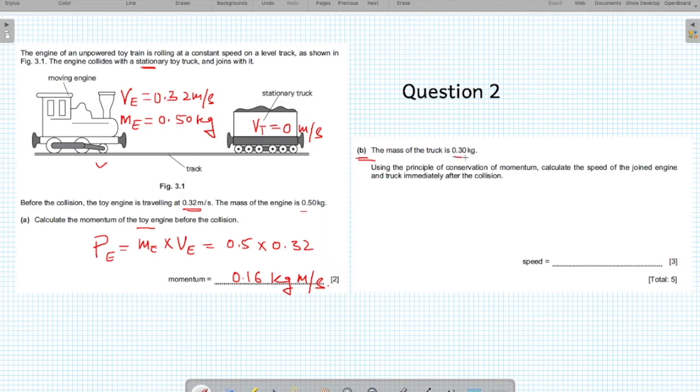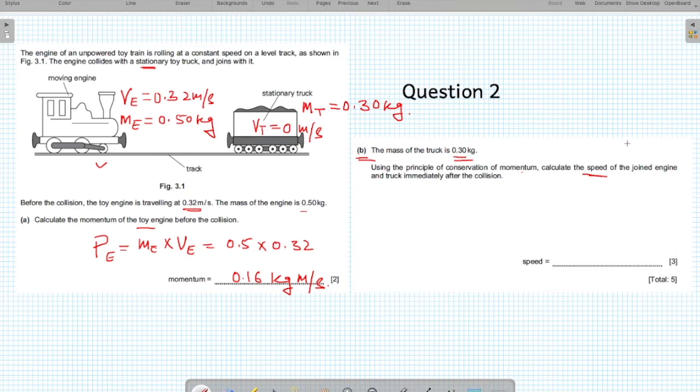The mass of the truck. Now another piece of information has come up. The mass of the truck. Let us write it down in a diagram. It is 0.30 kg. Using the principle of conservation of momentum, calculate the speed of the joined engine and truck immediately after the collision. You have to calculate the speed of the joint.